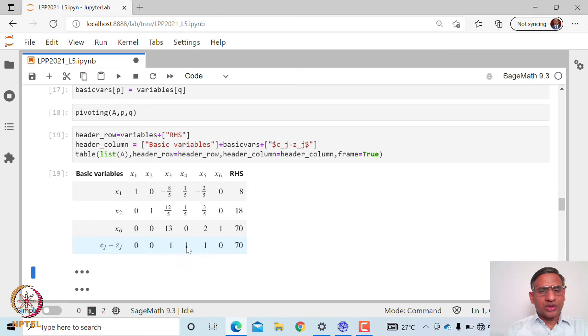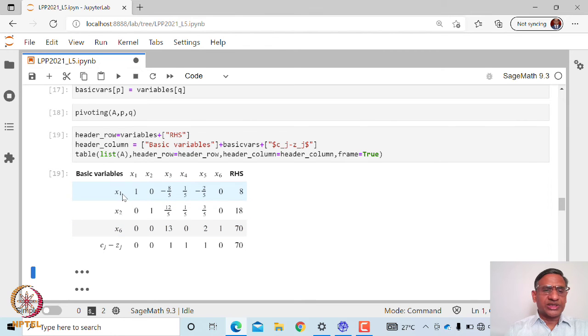So now you can see here all the coefficients in the last row, that is the reduced cost coefficients, have become non-negative. Therefore this particular solution at this stage is the optimal solution. So what is the solution here? The basic feasible solution is x1 equal to 8, x2 equal to 18, x3 is 0, x4 is 0, x5 is 0, and x6 is 70. But x6, as you know, was an artificial or dummy variable which we introduced. Therefore this does not enter into the solution.